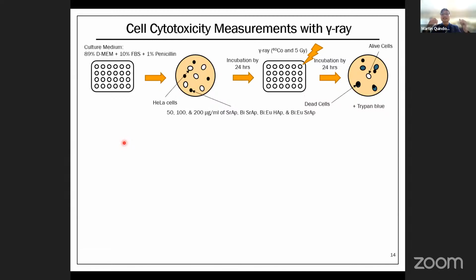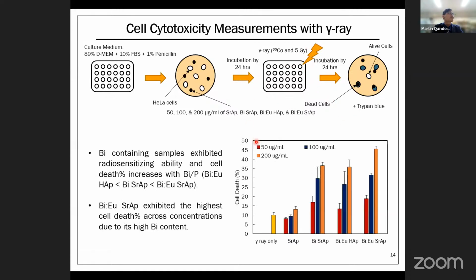Then we try to check its therapeutic capability by adding the gamma ray radiation, or by checking its radiosensitizing ability. And what we can see here is that upon gamma ray radiation of around 5 Gy and incubating for a total of 48 hours, we see here the cell death percentage.